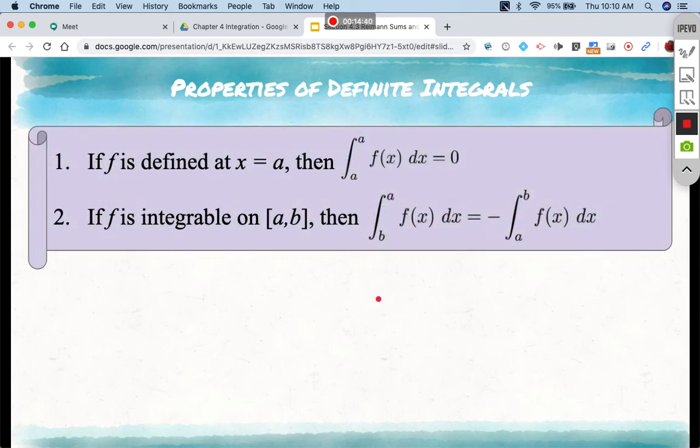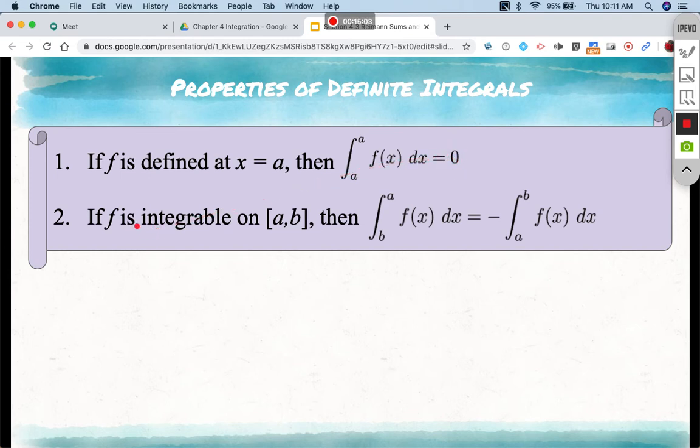Last thing I want to talk about is some properties with this. First thing, if f is defined at x equals a, then the integral from a to a of f of x dx is 0.